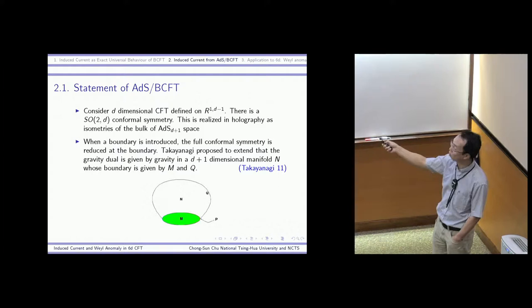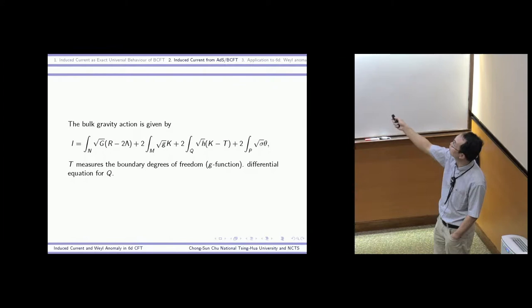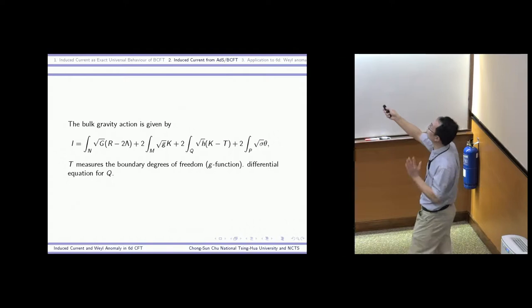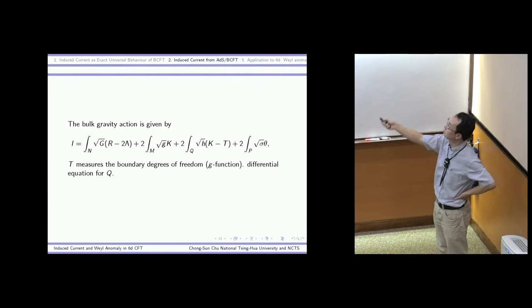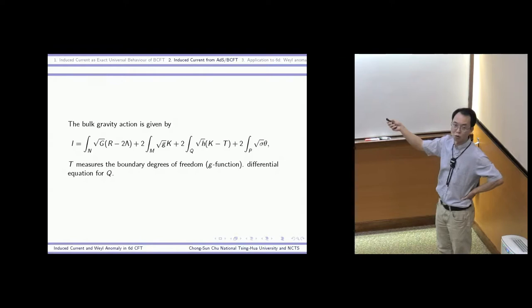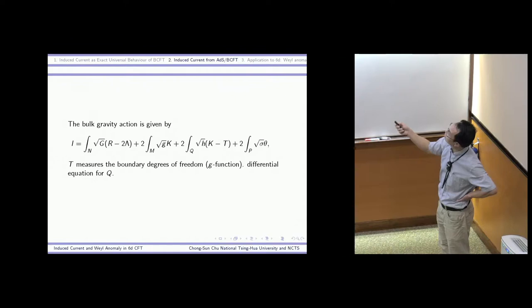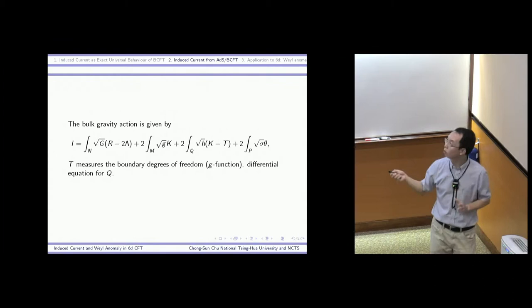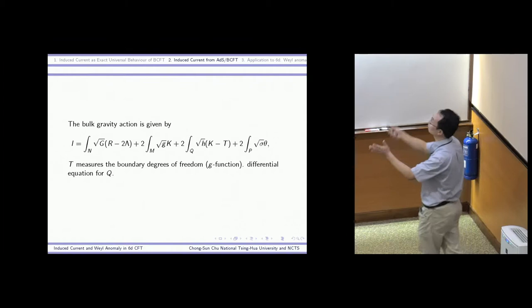So in order to have a well-defined variational principle, taking that into account, you have to have a jump in the angle. This theta is basically the angle jump between the two normals. So this is a well-defined variational principle, and this is proposed to be the gravitational dual to the BCFT. Notice Tadashi also introduced a constant T term here. This is like a cosmological constant term on Q, or you can say this is like a mass term for Q. But no matter what, this is just a parameter, like a flux parameter you can introduce to the problem to make it more interesting.